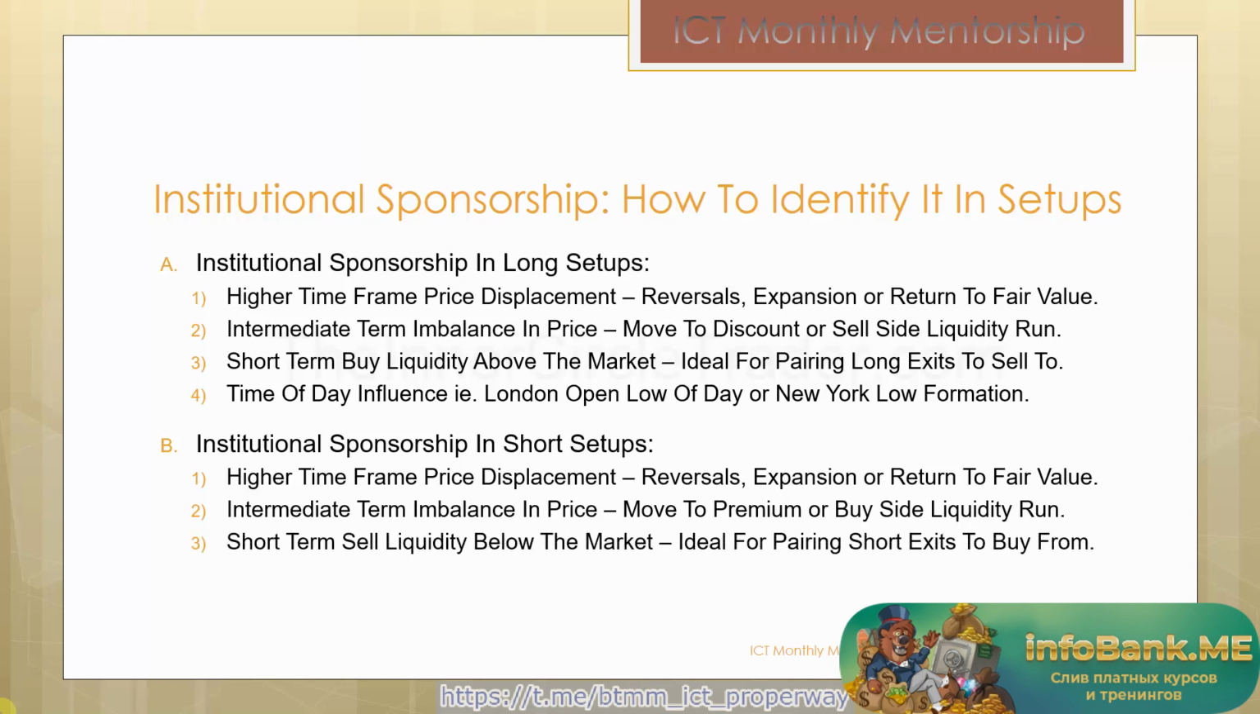And then short-term sell liquidity below the marketplace. This is going to be ideal for pairing short exits to cover. And obviously, those sell stops, we're going to be buying those from the counterparties in the marketplace. And just like we did with the long setups, we would be looking for time of day influence, i.e. London Open high of day or New York high formation. Now, in this specific teaching, we're only going to be dealing specifically with the institutional sponsorship seen in long setups. Everything you see in the example will just be reversing that for the criteria used in the short setups.